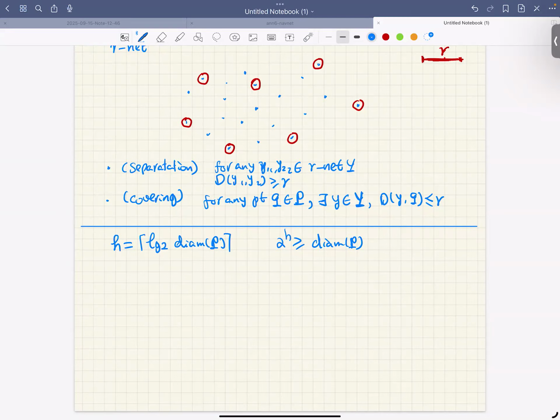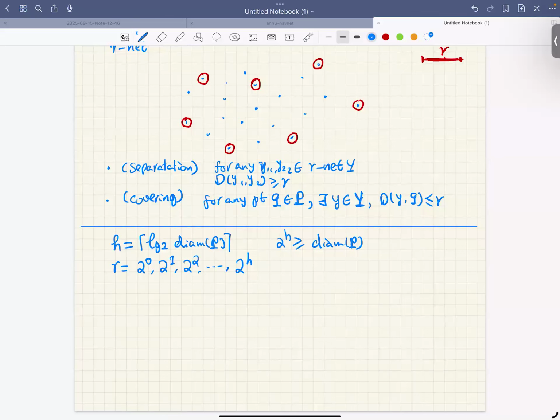Basically, I want to have some sentinel points in this spectrum. I'll be considering some very special values of R, powers of 2: 2 to the power of 0, 2 to the power of 1, 2 to the power of 2, all the way to 2 to the power of H. By selecting these values, I am chopping off the distance range from 1 to 2 to the power of H into a number of intervals.